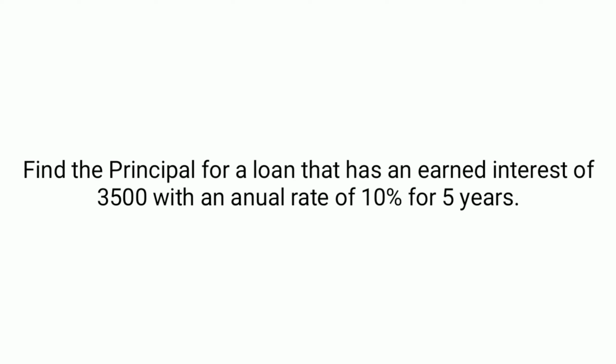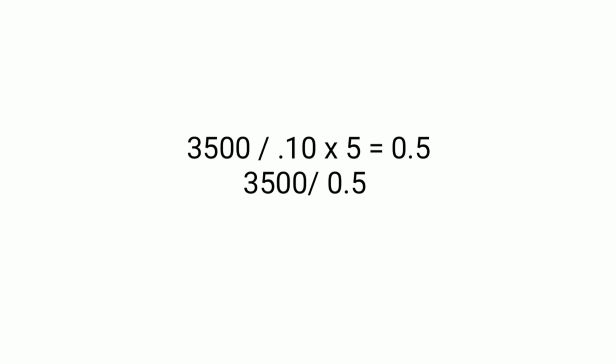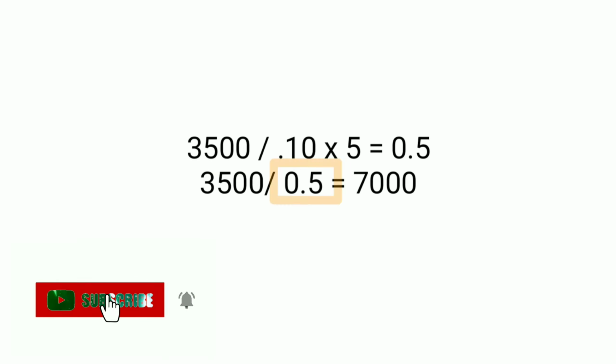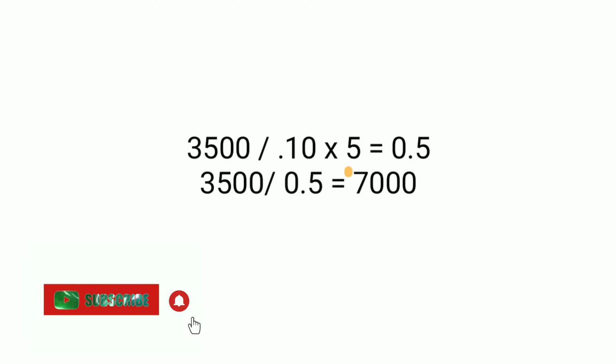Next problem. Find the principal for a loan that has an earned interest of 3,500 with an annual rate of 10% for 5 years. So first, we are going to multiply the 0.10 annual interest by 5 to get 0.5 interest rate, and next we are going to divide 3,500 by 0.5 interest rate to get the principal loan amount of 7,000.